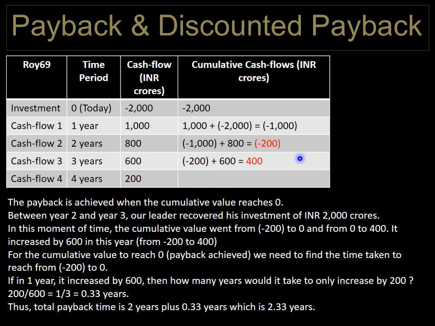Now how do I calculate this some more time? It's pretty simple. Minus 200 goes to 400. The jump length is 600 crores. So in 1 year, I cover 600 crores. How much time will it take just to cover 200 crores to reach 0? The formula is 200 by 600, that's 0.33 years. Thus the total payback time is 1 year, 2 years, and 0.33 years more, 2.33 years. It's pretty simple. Let's move on.